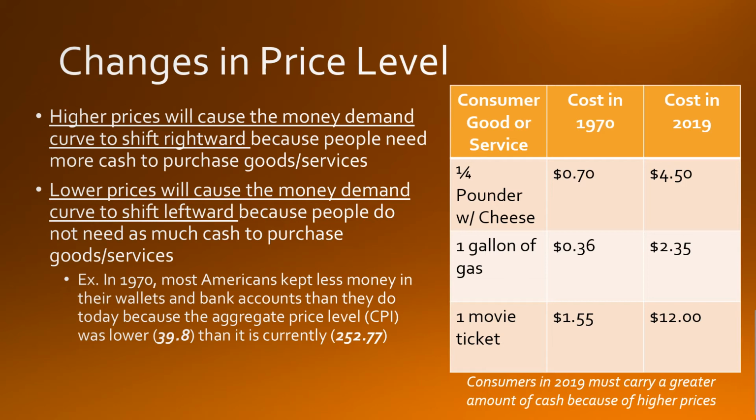Compare that to 2019. In 2019, a quarter pounder with cheese is $4.50, just for the burger. A gallon of gas on average is about $2.35. And one movie ticket, $12. I'm not even going to do the math on that one. I'll let you handle the math. But you can see there's a significant increase in the number of dollars you need in your pocket in 2019 to go out for a cheap date compared to 1970. So as the price level has risen over the years, the demand for cash has also risen, because we need more cash to buy the things we want to buy.